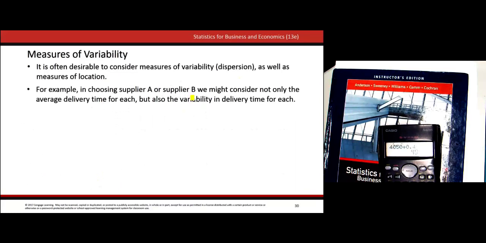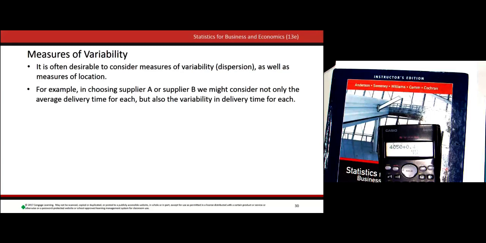Now we will discuss measures of variability. We don't just look at the measures of location, we also look at the measures of variability, especially if we have two or more variables to compare. Measures of variability, which is the dispersion. We will discuss some measures of variability: range, variance, standard deviation, interquartile range, coefficient of variation.